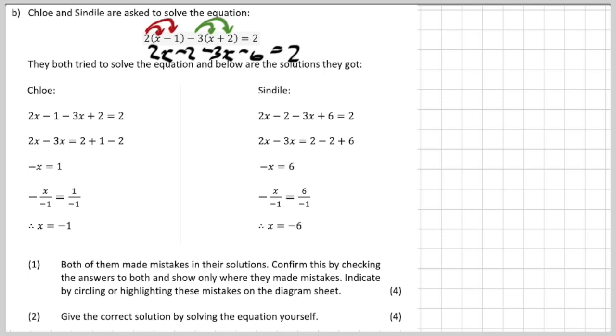Let's quickly look how this compares to what Chloe and Sandile did. For Chloe, there's a mistake. That negative 1 should have been negative 2. Okay? Oh, she made another mistake. The plus 2 should have been minus 6. Oh my hat, she made a lot of mistakes.